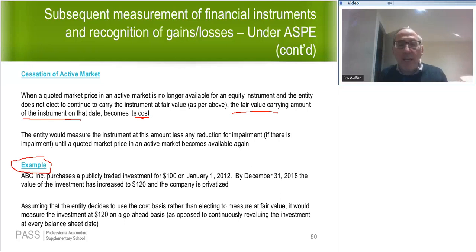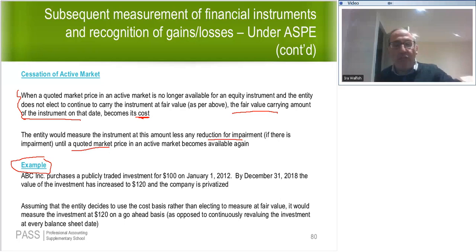ABC purchases a publicly traded investment for $100 on January 1st, 2012. By December 31st, 2018, the value of the investment has gone up to $120. At that point, the company is privatized. Assuming the entity decides to now move to the cost method, they don't voluntarily elect to use fair value, the opening cost they would use would be 120. That would be considered the cost. So starting in 2019, they would measure the investment at 120. That would be considered the cost.